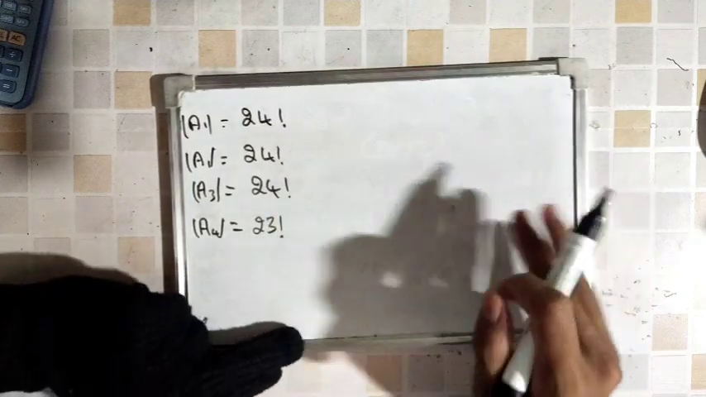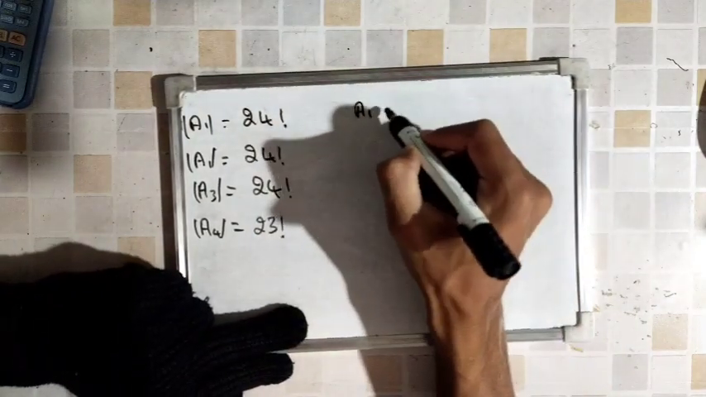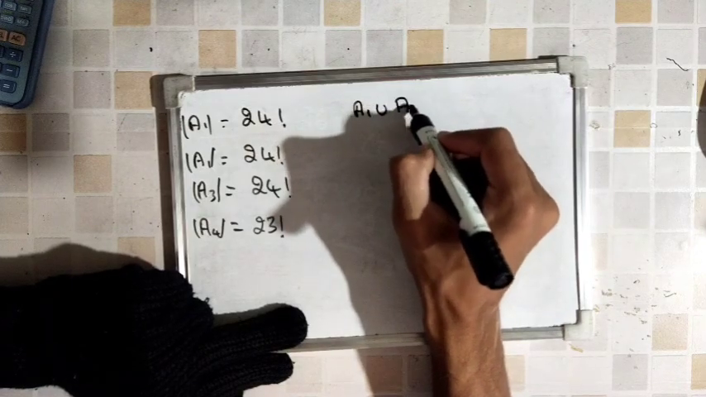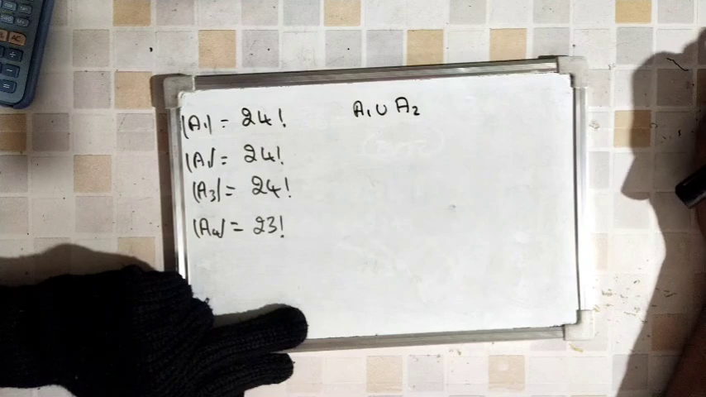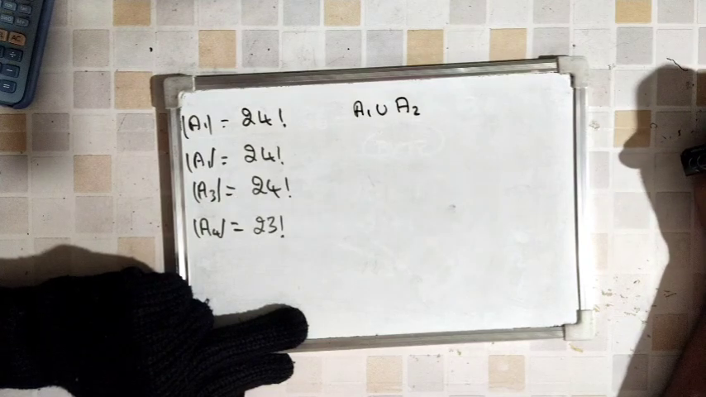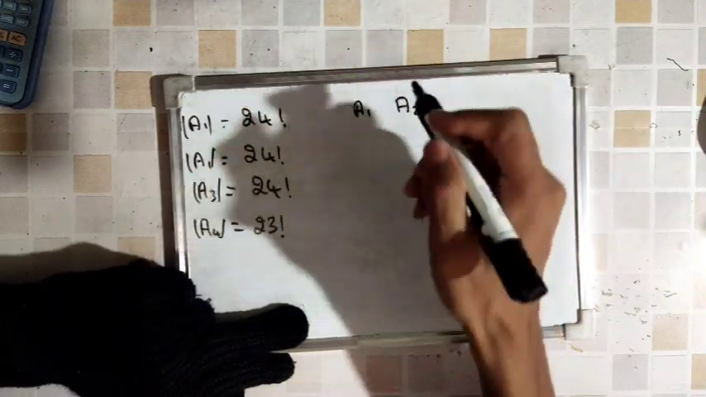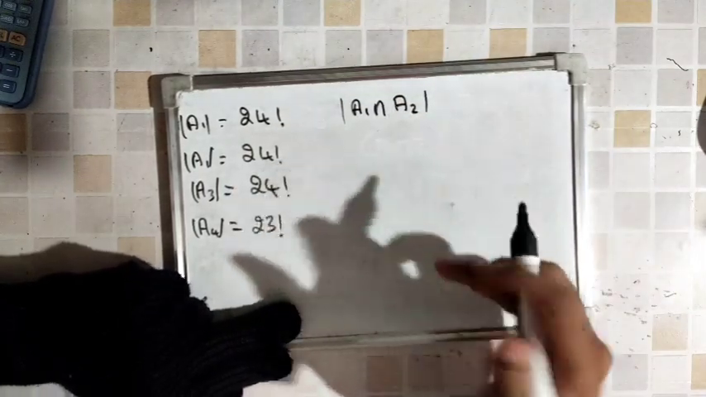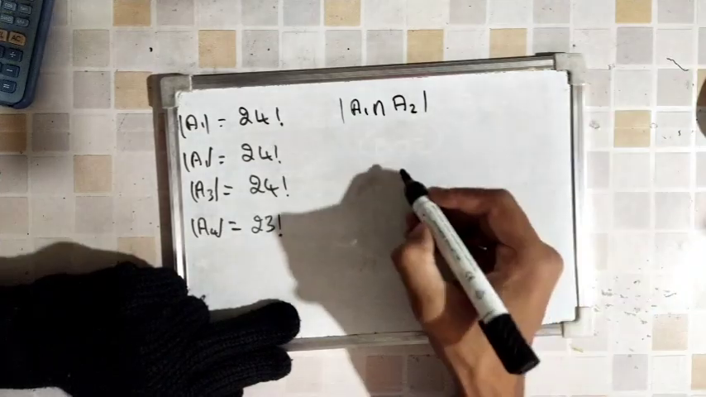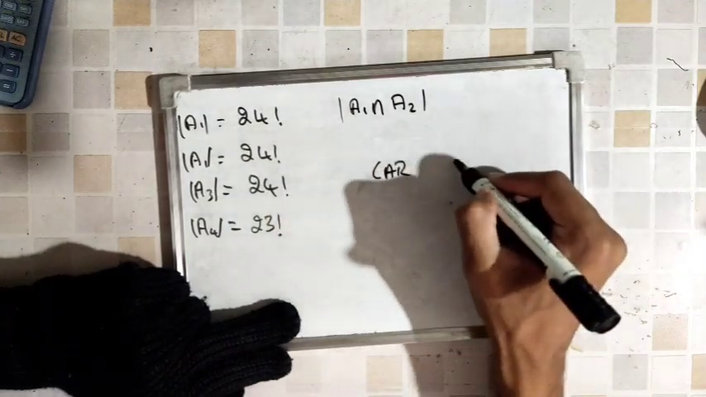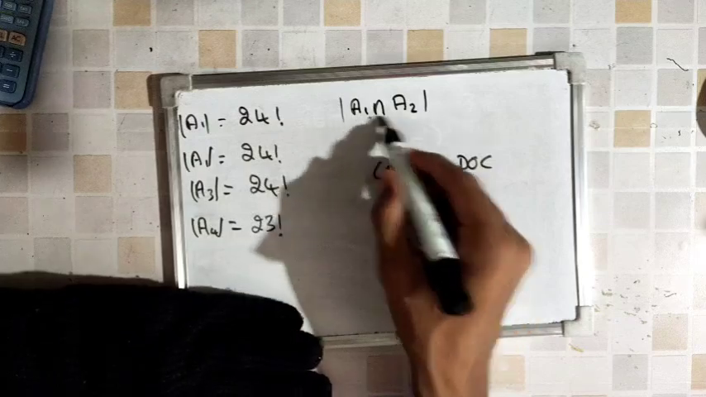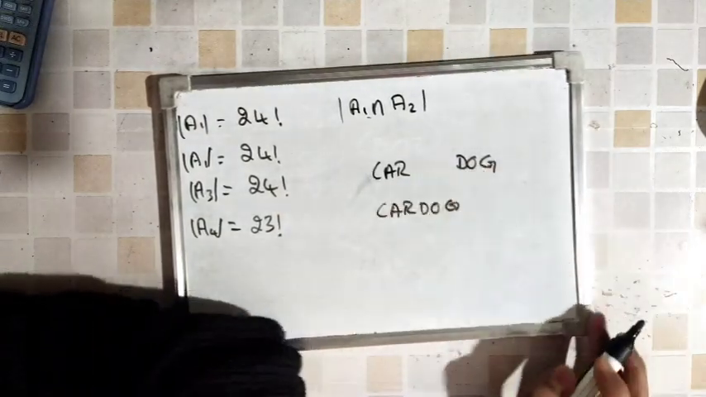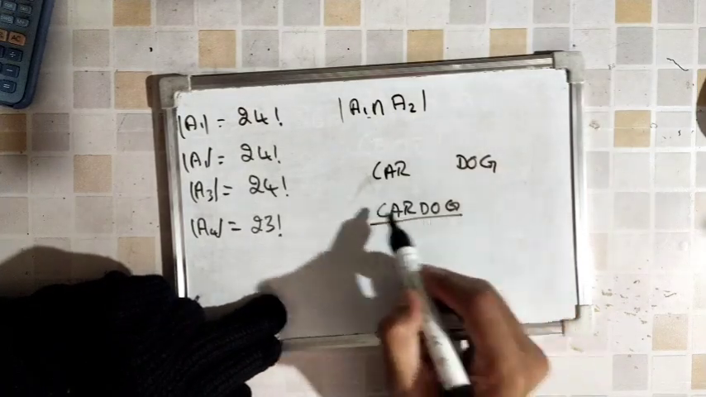Same way, now I have to take A1 union A2. Okay, let me just confirm whether it is union or intersection. Sorry, it is intersection, not union. This is car. This is dog. So I have to take the intersection, which means CARDOG. All 6 letters will come. So now all these 6 letters I will consider as one letter.